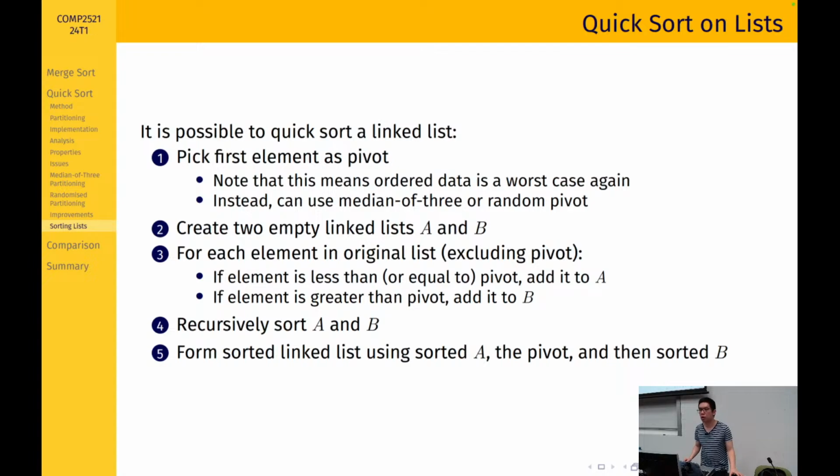By adding to A or B, do you mean you're rearranging where the nodes point, or creating a new node and copying the value over? The question was, when you're adding to lists A and B, are you rearranging the pointers or creating a new node? You can just rearrange the pointers. I'm assuming that's faster, right? Yes, because you don't have the cost of allocating memory. So that would be faster.